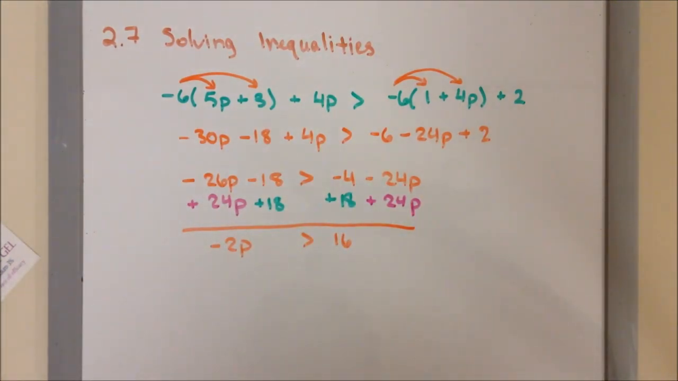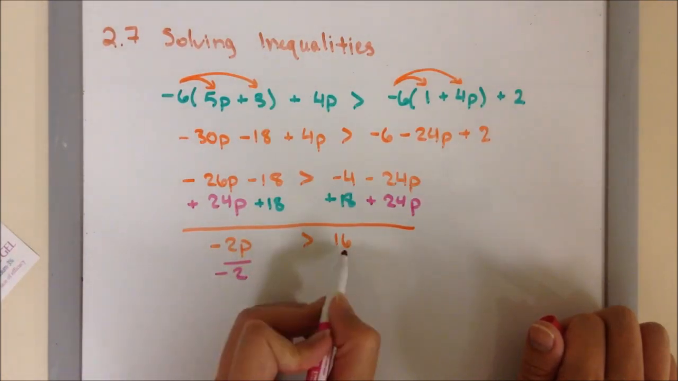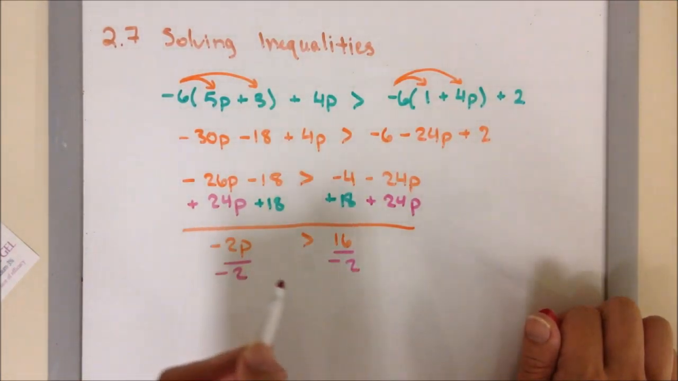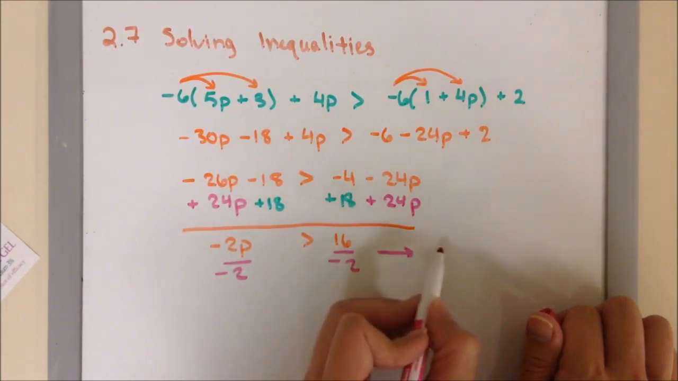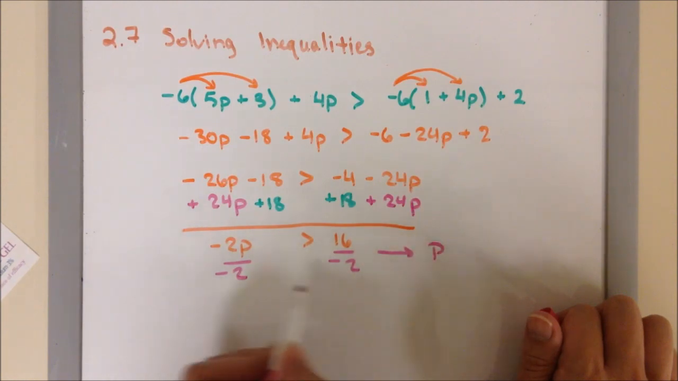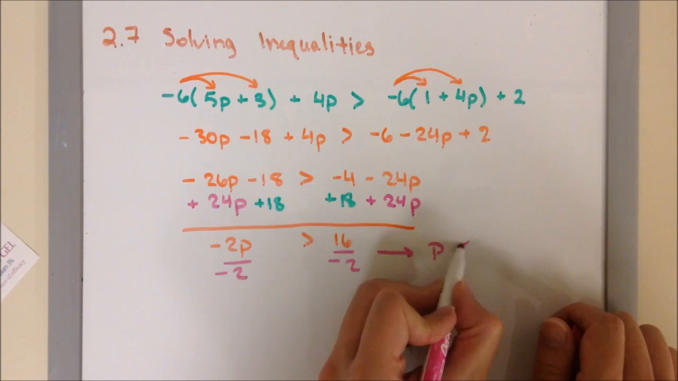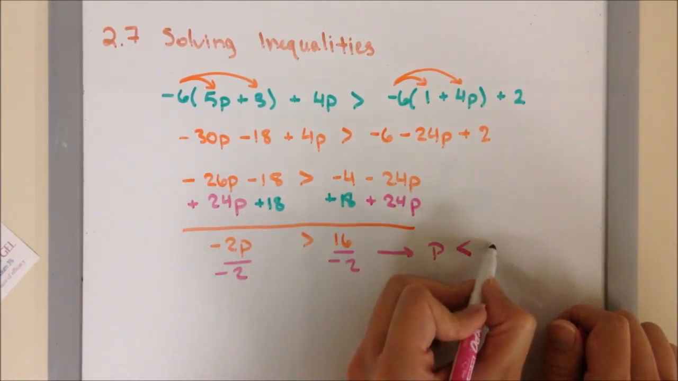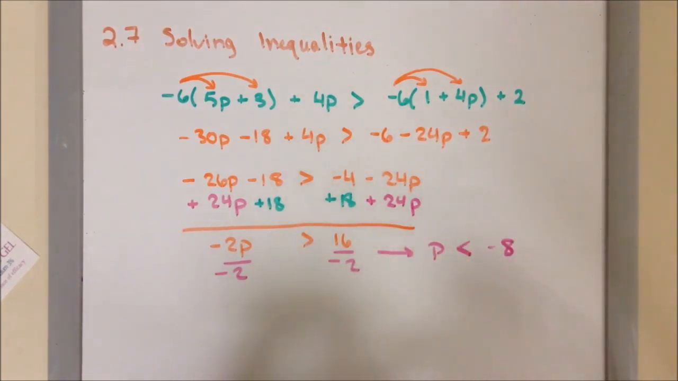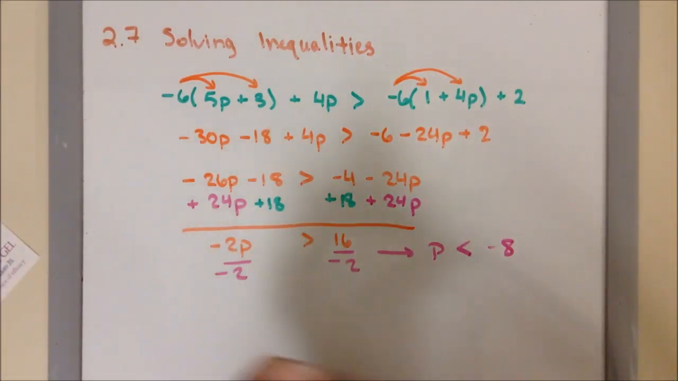So from there, I'm going to divide both sides by negative 2. So my answer is negative 2p divided by negative 2 will be p. Be very careful, since I divide both sides by a negative number, I'm going to flip my inequality sign to the other direction. 16 divided by negative 2 will be negative 8. That's our solution. P less than negative 8.